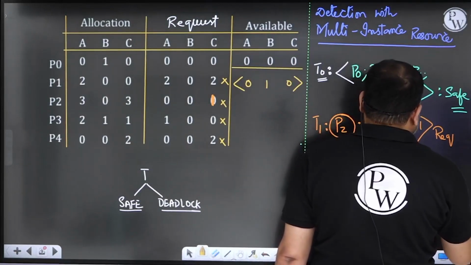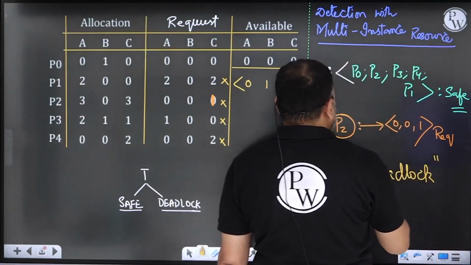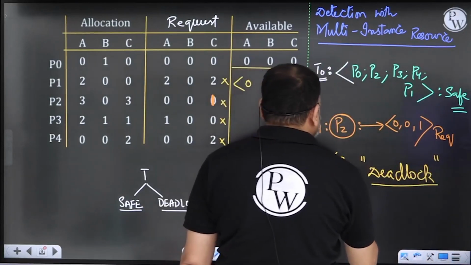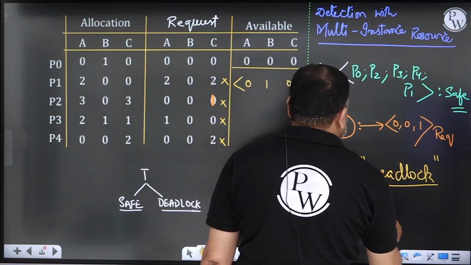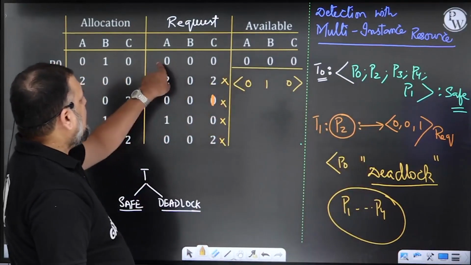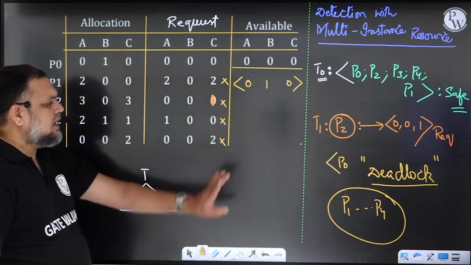This is the idea. Earlier there was no deadlock. Now there is a deadlock. So who are the processes in deadlock? P1 to P4 are in deadlock. P0 is not in deadlock.